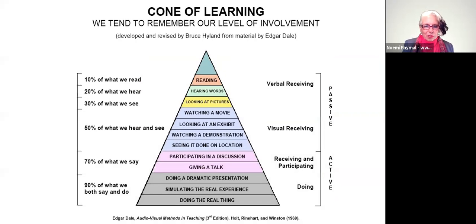The cone of learning. Do you want to talk about that? That we will close with this. So yeah, we tend to remember based on our level of involvement, and obviously as a teacher I can see this. You know, students might remember 10% of what they read, or people in general. But if we look down at the bottom, 90% of what we both say and do, like doing a dramatic presentation, simulating the real experience, doing the real thing. So we can see that by doing and participating, we retain a lot more of the information as opposed to simply receiving. Exactly.